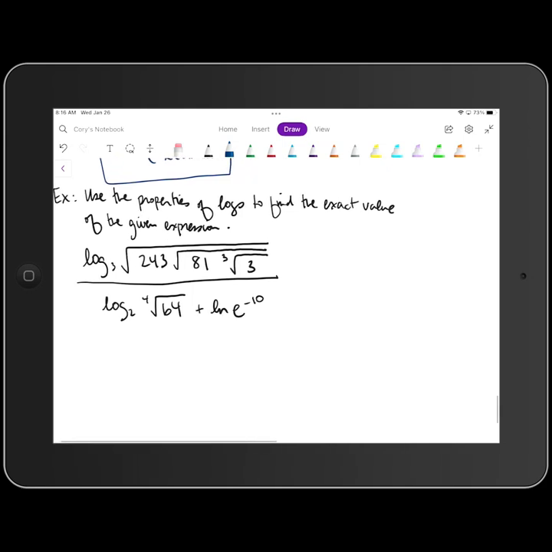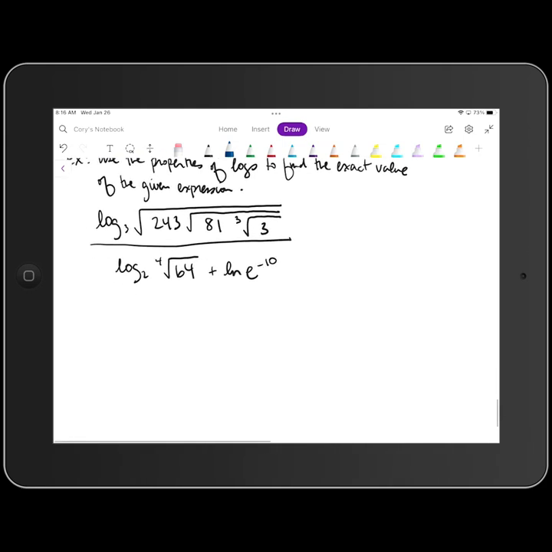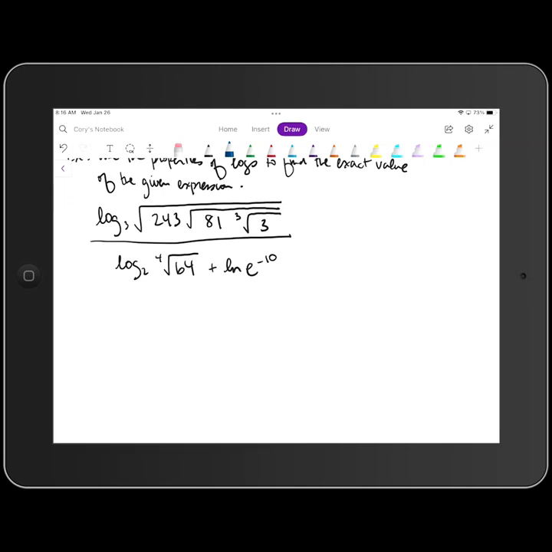Okay, so what we want to do here is use our log properties to rewrite each of these individual log expressions. We have a single log expression in the numerator, and then we have two log expressions in our denominator. What I'm going to do is take these radicals and rewrite them with rational exponents, because that's going to allow me to pull those exponents out front as factors.